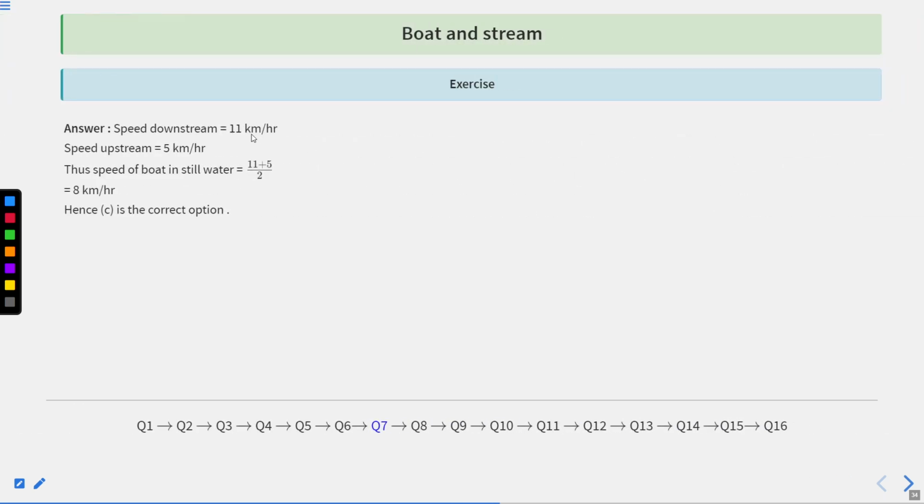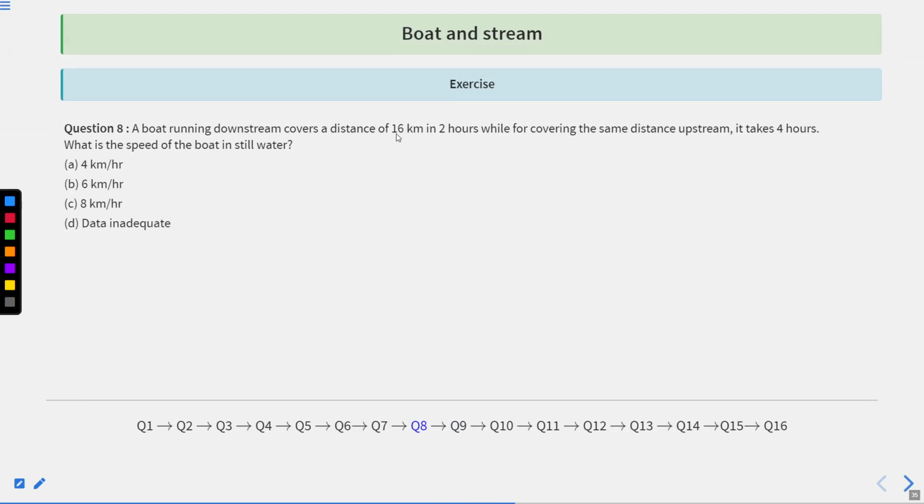So the speed of downstream is equal to 11 km per hour and speed of upstream is equal to 5 km per hour. So thus the speed of boat in still water is 11 plus 5 upon 2, that is 8 km per hour. So the correct option here will be option number C, 8 km per hour.